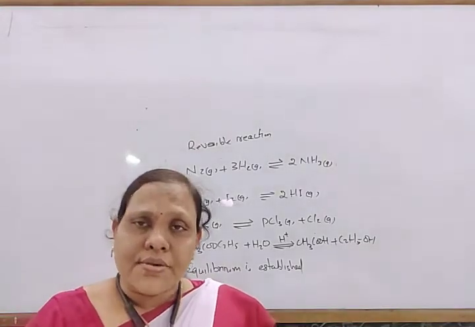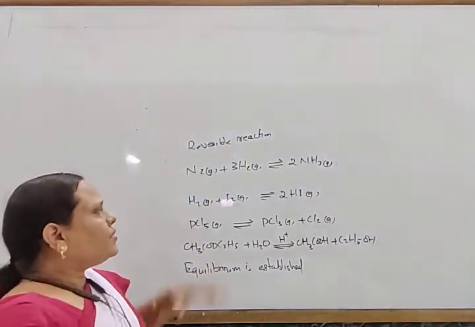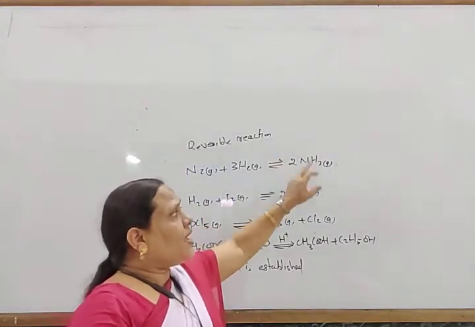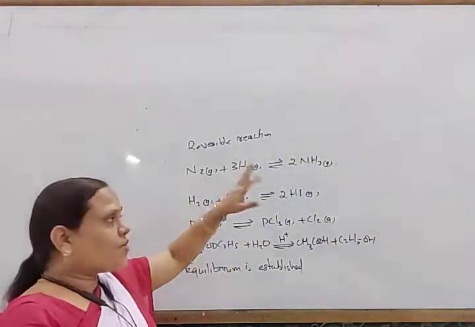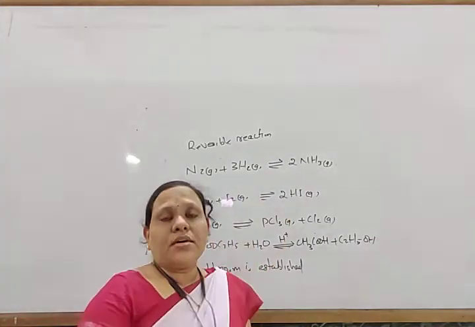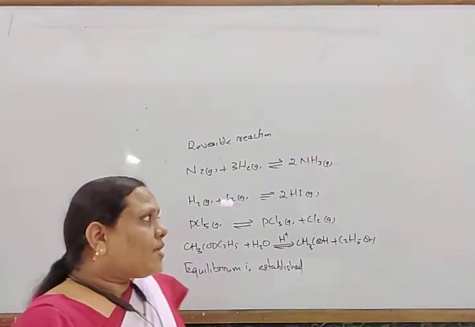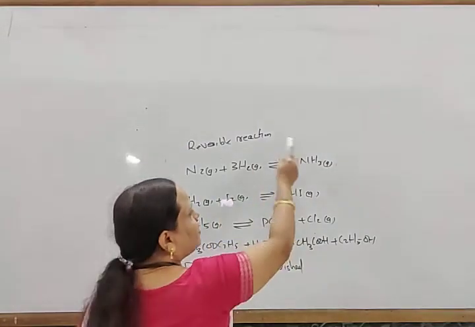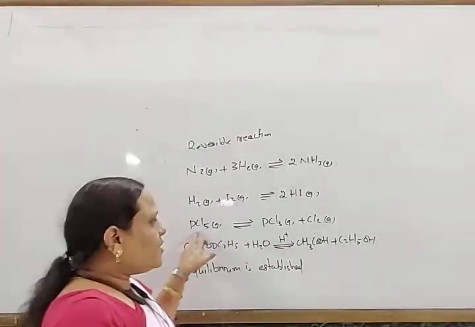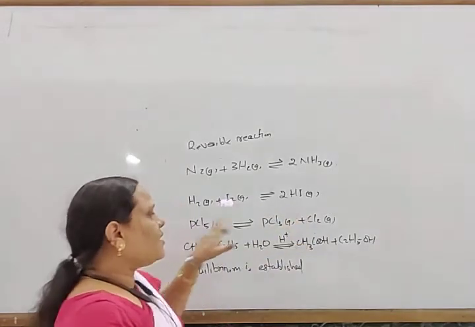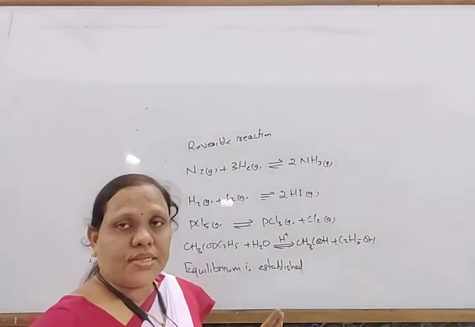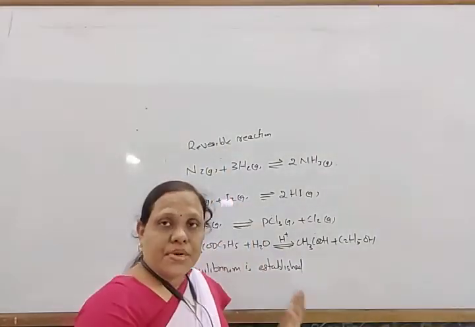Next, what is this equilibrium? You know nitrogen and hydrogen react to form ammonia, and after that ammonia again decomposes to give nitrogen and hydrogen. So what happens? This reaction is never complete. The reactant gives the product, and if the product is more, the product again reacts to give the reactants. In this way, this reversible reaction never proceeds to completion, due to which equilibrium is achieved.